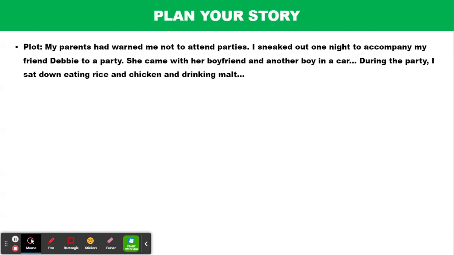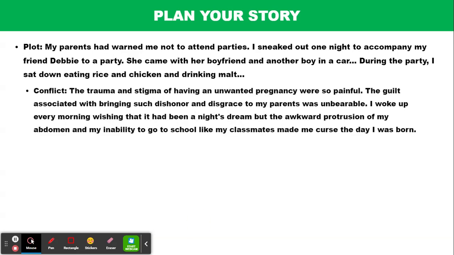The plot is the arrangement of events, the background to the story, and why the story ends with the statement, I wish I had listened to my parents. In the first place, my parents warned me not to attend parties, but I went ahead to attend the party, and then that is what the story is like, okay?